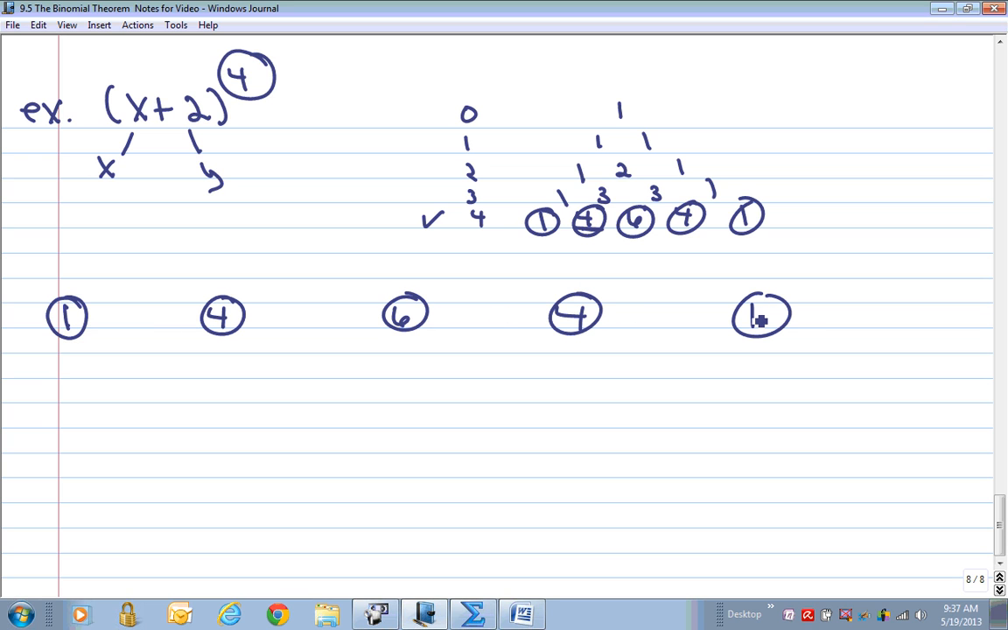And then we're going to do our first term, and our first term happens to be x. And so we know x will be descending, so we start with x to the 4th. So this is going to be x to the 4th, and then x cubed, and x squared, x to the 1st, and then x to the 0 is just 1. And then we're going to start with our second term, which is represented by y in our formula, but in this case, our second term is 2.